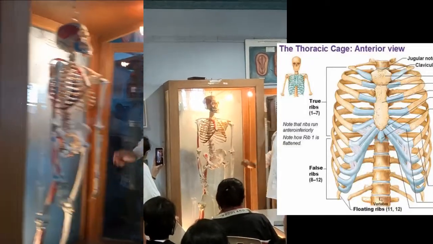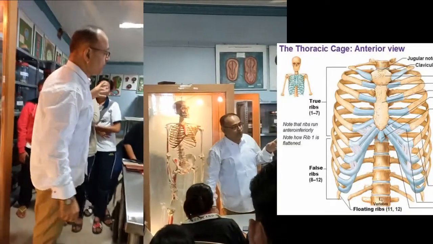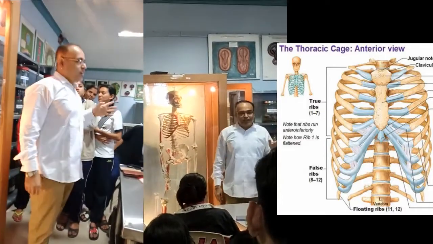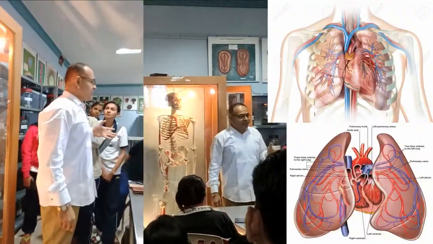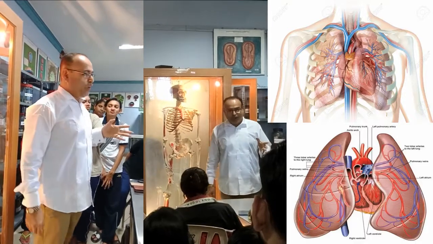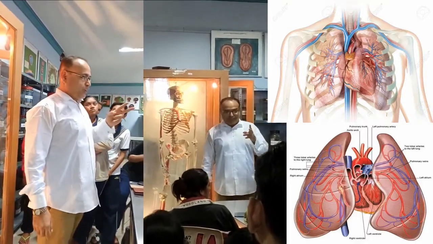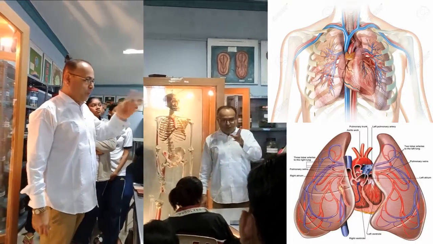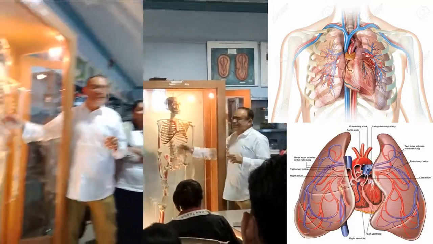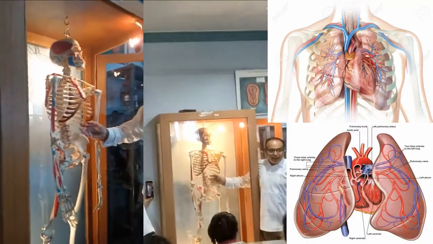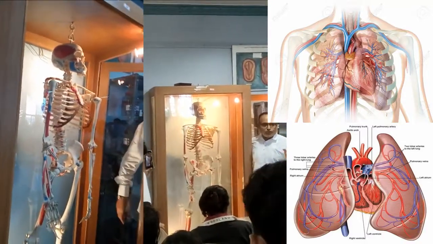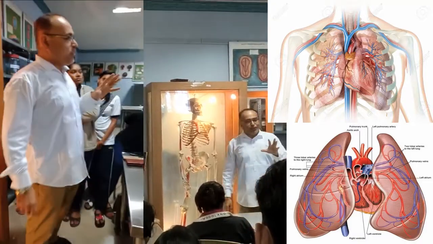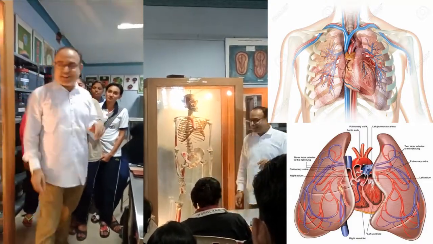We accommodate lungs. How many lungs are there? 2. A pair of lungs. Right lung has how many lobes? 3. Left lung has how many lobes? 2. Please understand, all BSc, day after tomorrow you have exam. So, right lung has 3 lobes, left lung has 2 lobes. The space of the third lobe is occupied by the heart. That's the reason.